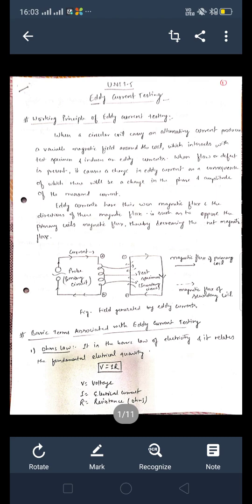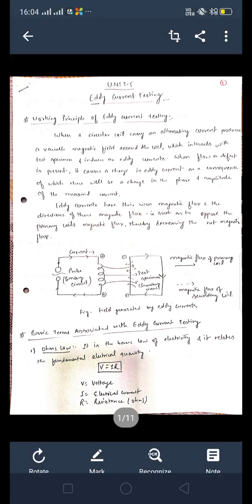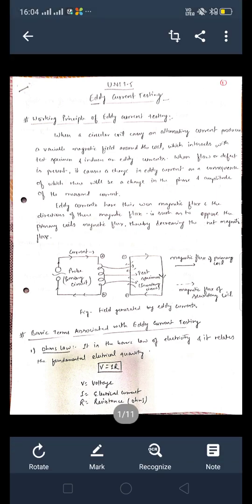So my dear students, now we are going to study unit number 5, which comes under NDT as per the UKTU syllabus. Under unit number 5, the first topic is eddy current testing. Eddy current testing is used in non-destructive testing. With its help, we can easily find cracks and defects in the material and its specimen. So the first topic is the working principle of eddy current testing. What is the working principle of eddy current testing?